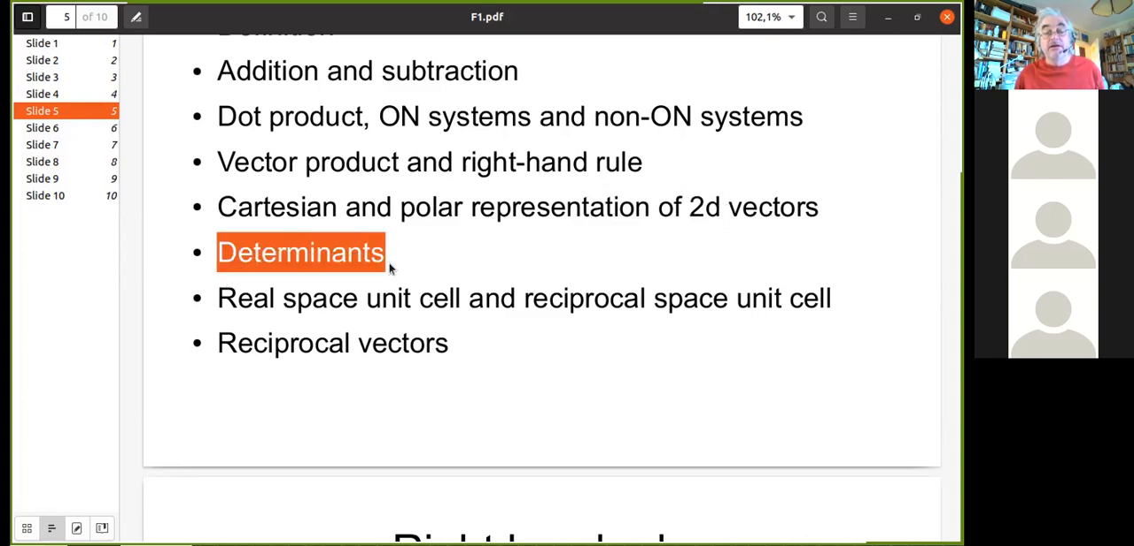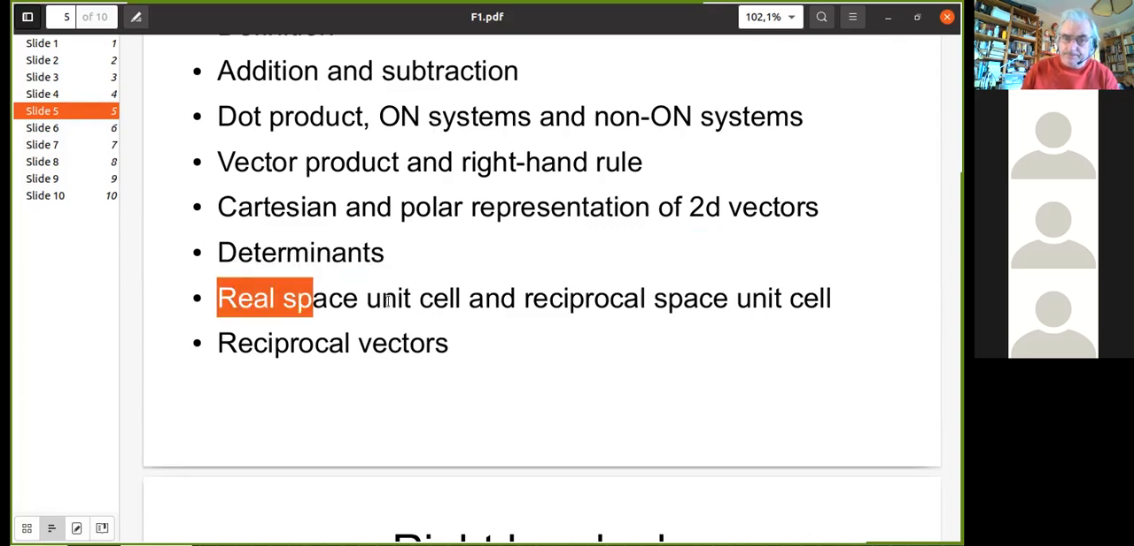Determinants is something you calculate from an arrangement of a matrix that I showed you in the previous pictures. There is a real space unit cell, a real space representation of crystal structures. Reality is real, you can hear it on the word reality.